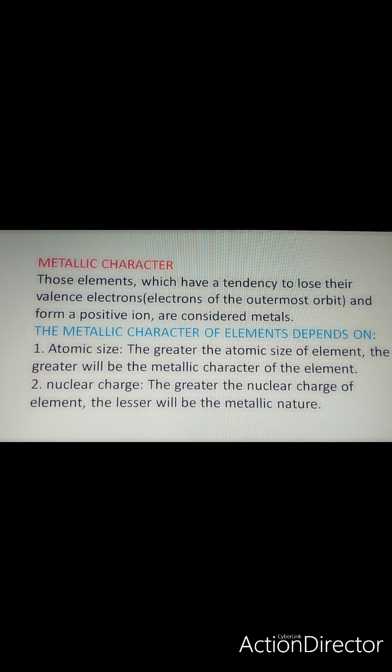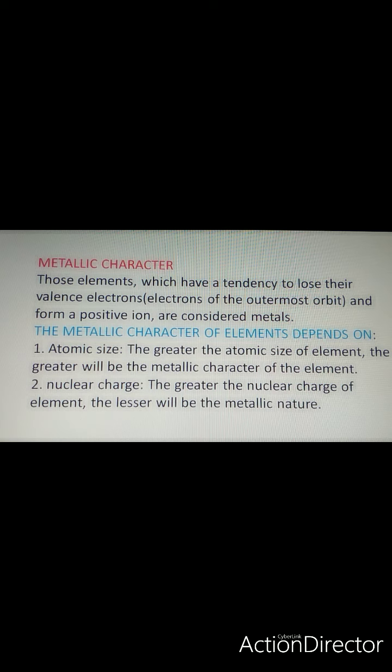First, atomic size. The greater the atomic size of an element, the greater will be the metallic character of the element, because if the atomic size is greater, then the outermost orbit will be farther away, so there is lesser nuclear pull exerted on it. As a result, electrons can be removed more easily from the valence shell, that is, the outermost shell, thus making the element more metallic.